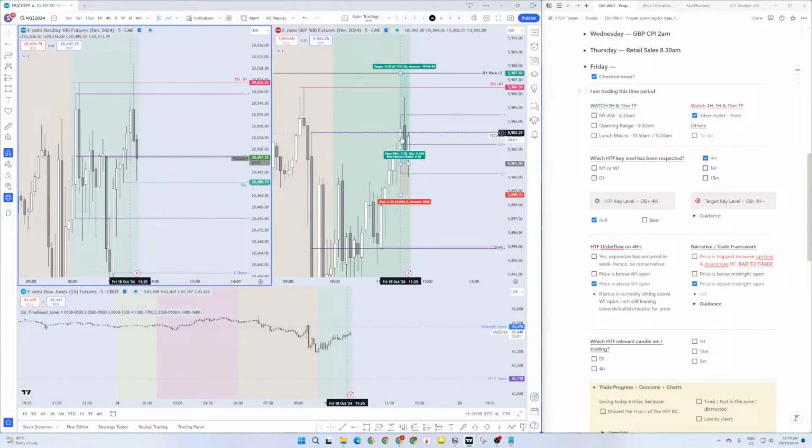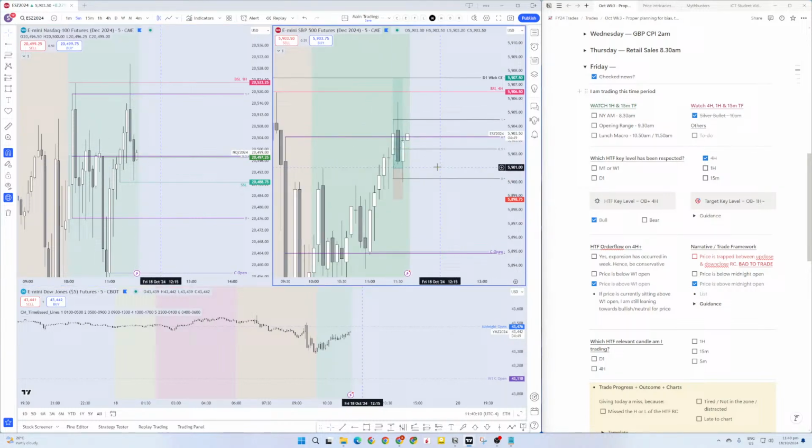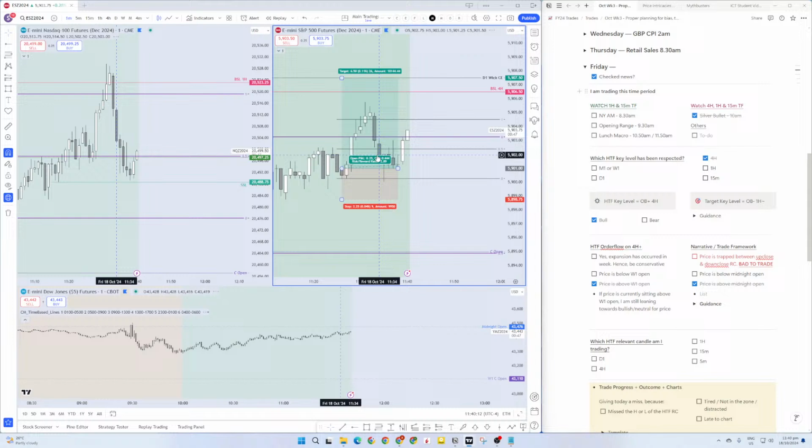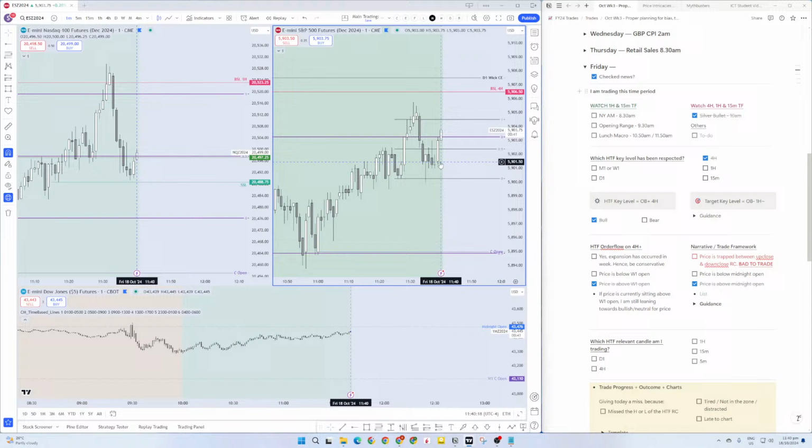Okay, again, this is the new candle that I'm interested in. Price traded above it, traded below it, and then now closed within it. Right? Bullish or bearish? Slightly bullish.